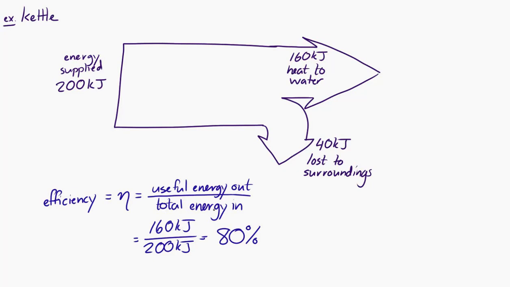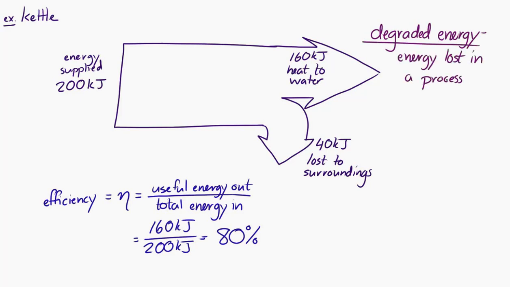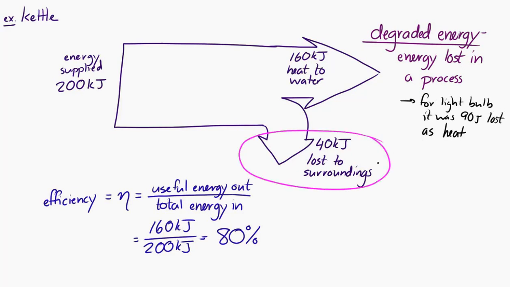Now, another term that we're going to see thrown around a lot is degraded energy. The degraded energy is the energy that's lost. So it's the energy that you put in, but it doesn't do anything useful. In the case of the light bulb, that was the 90 joules lost as thermal energy. And for this kettle, that's the 40 kilojoules that was not going into heating up the water.